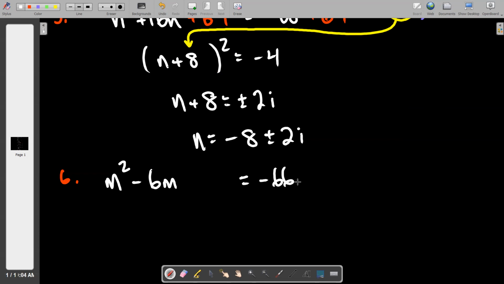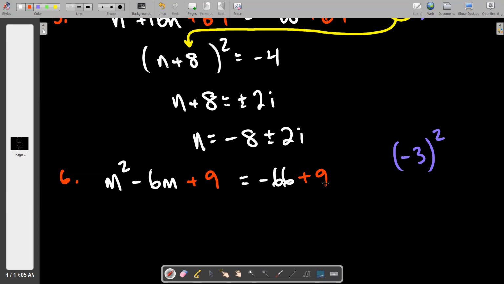Good, good. What's half of negative or minus 6? Yep. So negative 3, or minus 3. Kind of feels weird to call it minus, but it's all good. And let's square that up. What do we get? Yeah, so we're going to complete the square by adding 9 to both sides.